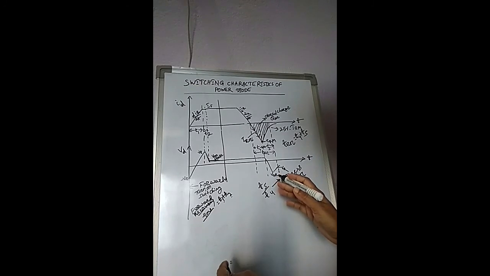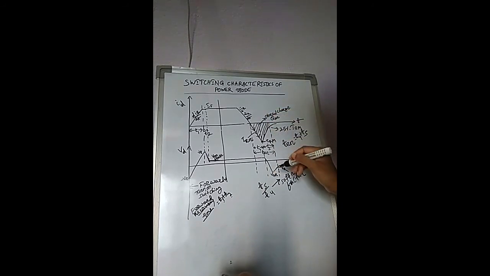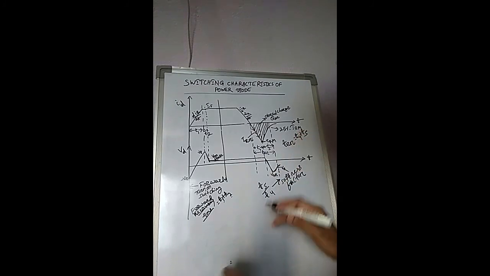But when we apply reverse voltage to the diode, the current through the diode is still conducting, still flows. So the diode requires some time to recover the stored charge, and then the current decays to zero. To recover this stored charge, some voltage transient occurs. This part is the voltage transient.